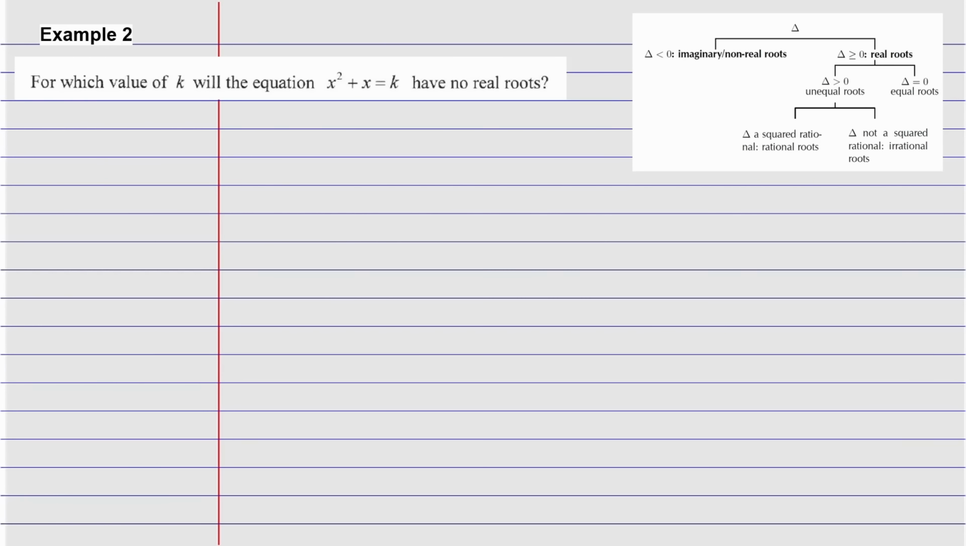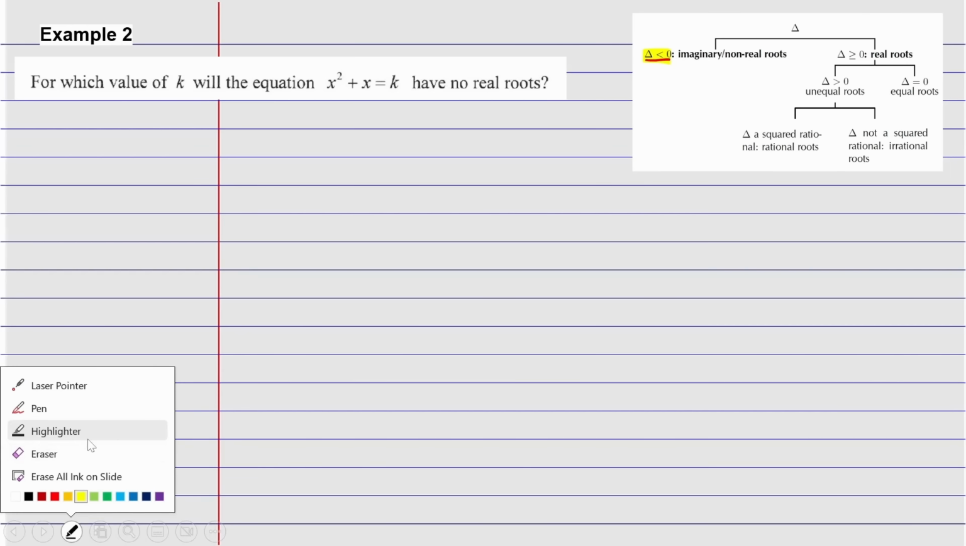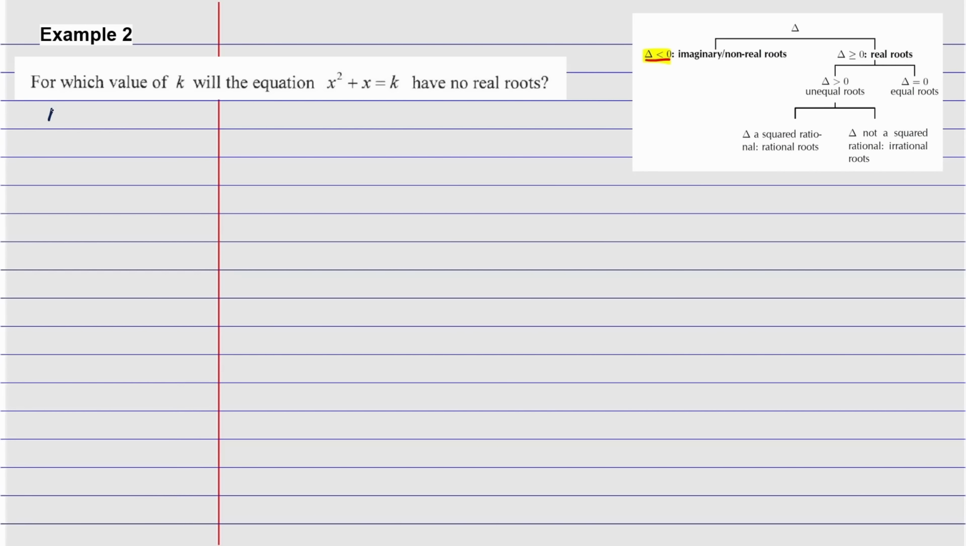So now let's do example 2. It says for which values of k will the equation x squared plus x equals k have no roots. So what are we looking for? Where there are no roots. We're looking for when this situation is happening. So here we're looking for when delta is less than 0.